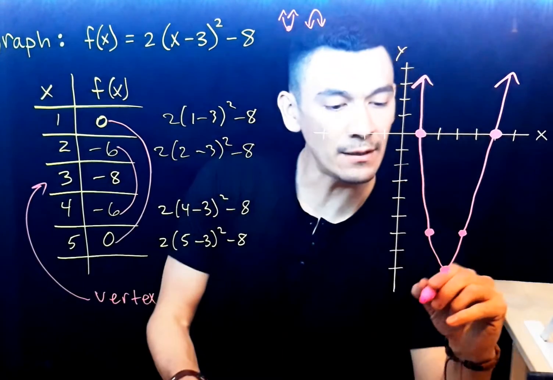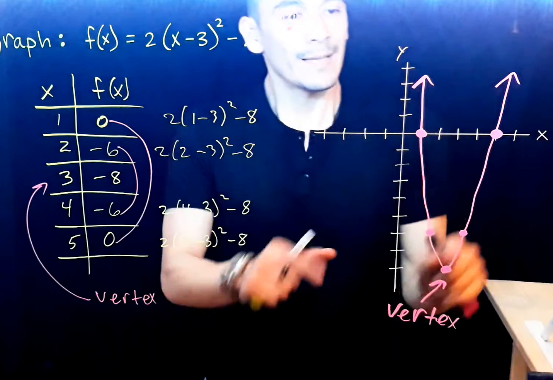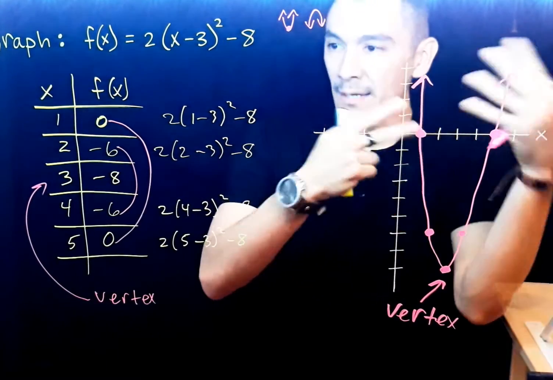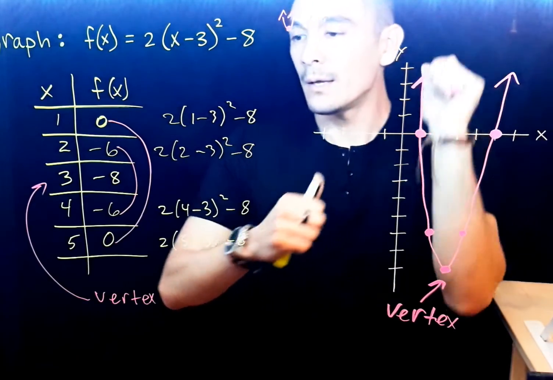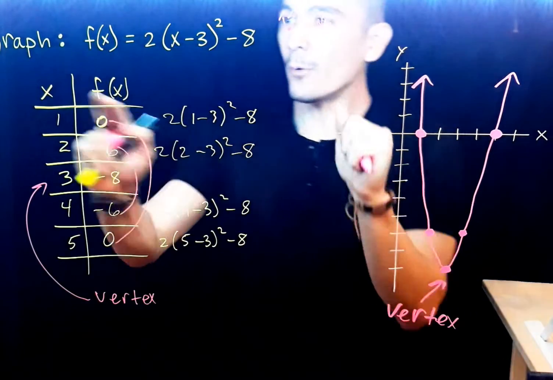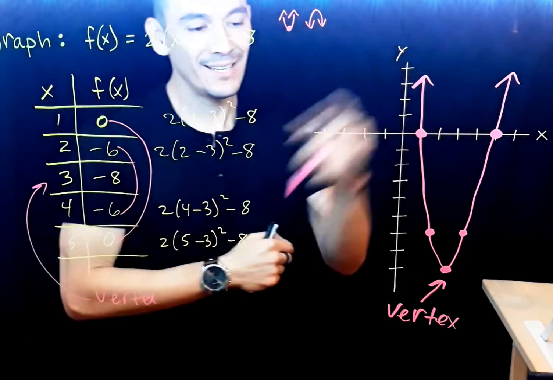The vertex here, we could just tell the teacher that that is the vertex. These guys are what you call the x-intercepts, or sometimes they call them the roots or the zeros. That's just vocabulary. The goal was to graph this on this grid. We're done, we move on.